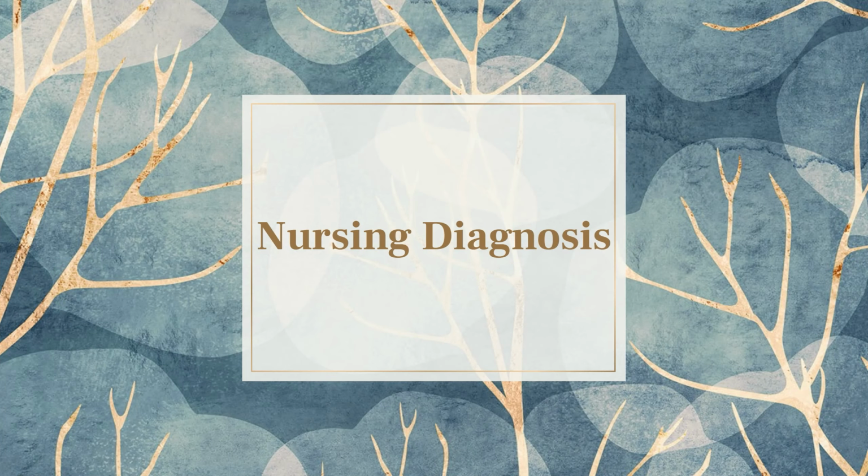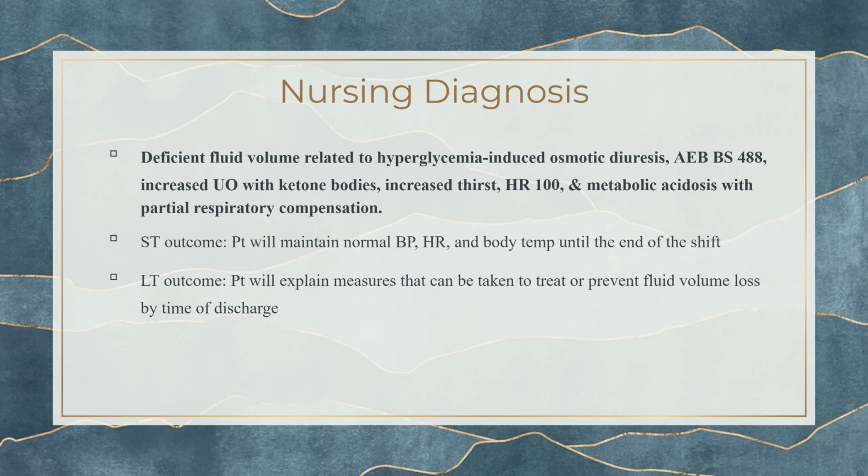The priority nursing diagnosis is deficient fluid volume related to hyperglycemia-induced osmotic diuresis, as evidenced by a blood glucose of 488, increased urinary output with ketone bodies present, increased thirst, heart rate of 100, and metabolic acidosis with partial compensation.